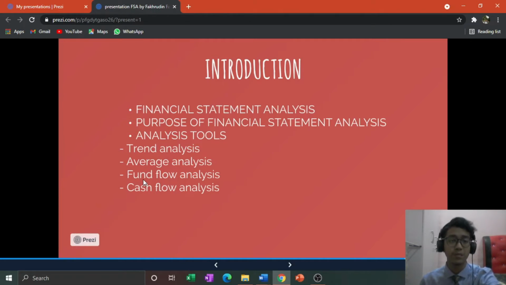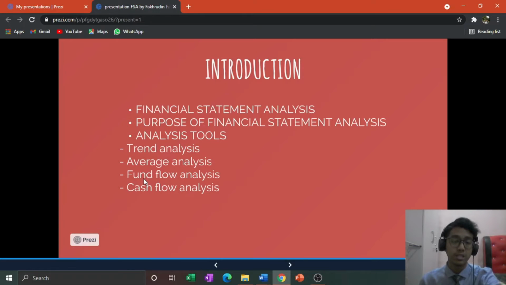The third one is fund flow analysis. It examines the origins and uses of funding over a particular span of time for a market issue. It shows where funds come from and how they are used during the time frame under consideration. It emphasizes the improvements in the company's financial framework.